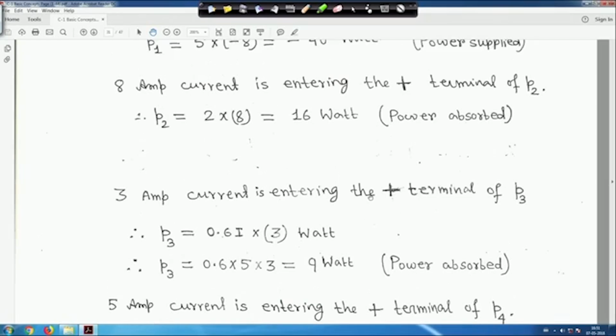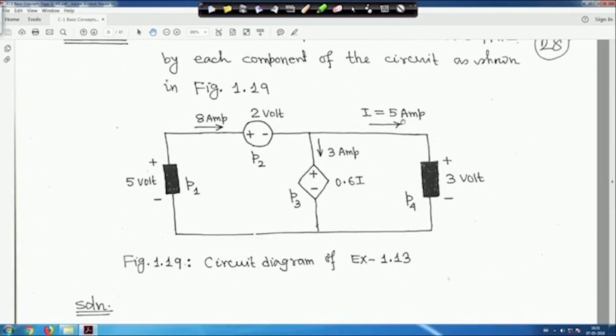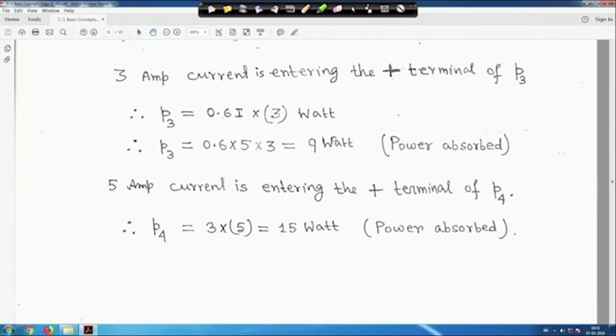So, next is this 5 ampere. This 5 ampere current is entering into the positive terminal, right. That means, as it is entering into the positive terminal, it is power absorbed. So, P4 will be 5 ampere into 3 volt. So, P4 will be 3 into 5, that is 15 watt power absorbed.